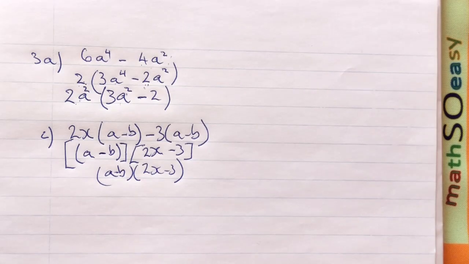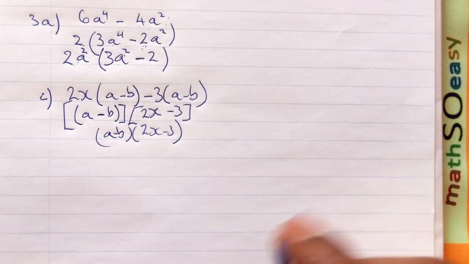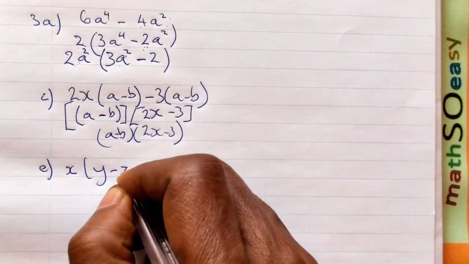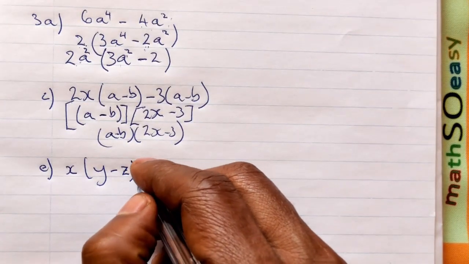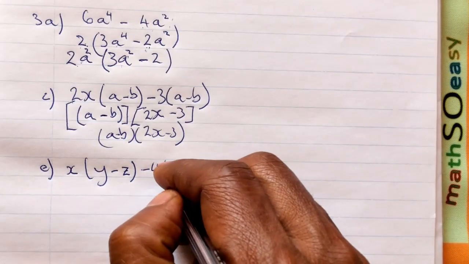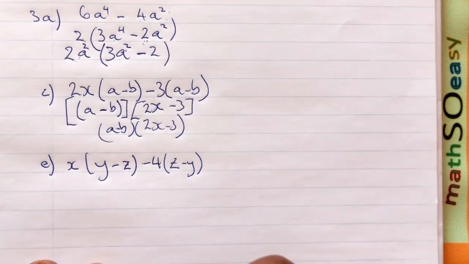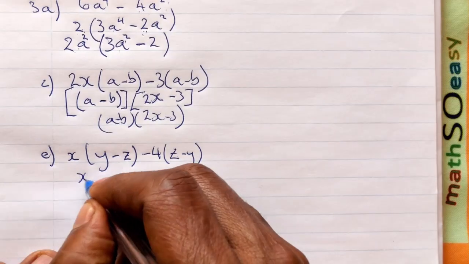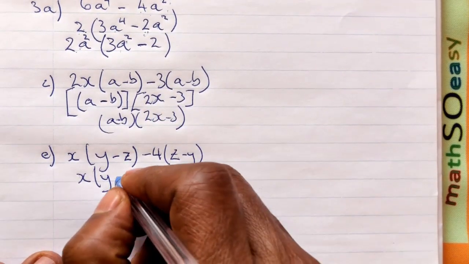Then what about E? Let's see. So in E, what do they give us? They give us y minus z inside the bracket. And then what else? They give us negative 4. And then we have z minus y. Right. This was done fully in your class. If I remember, you were having this in your homework.